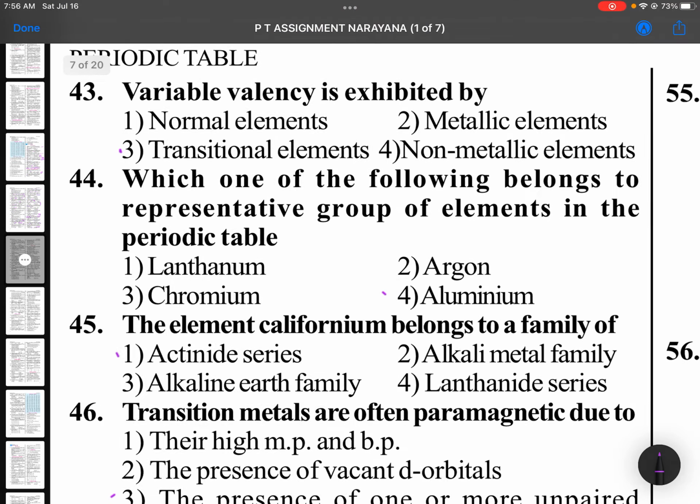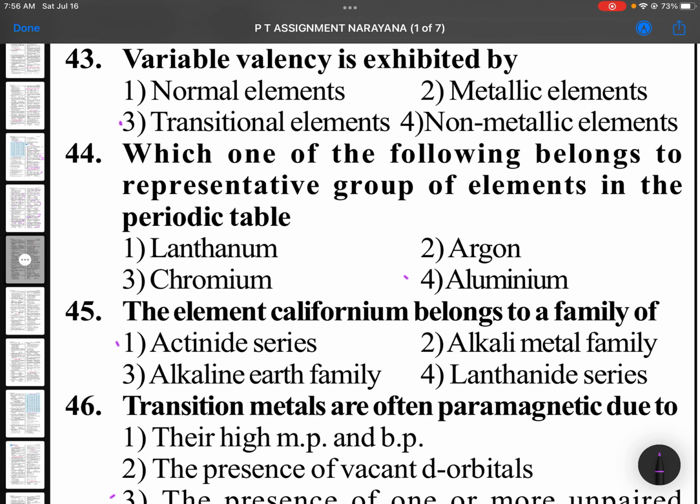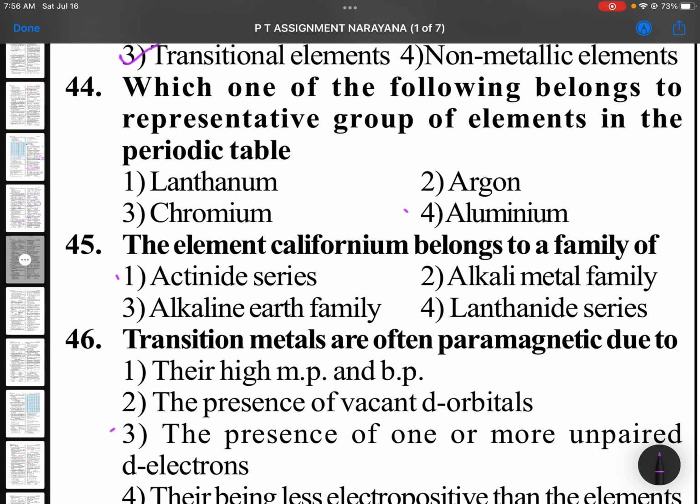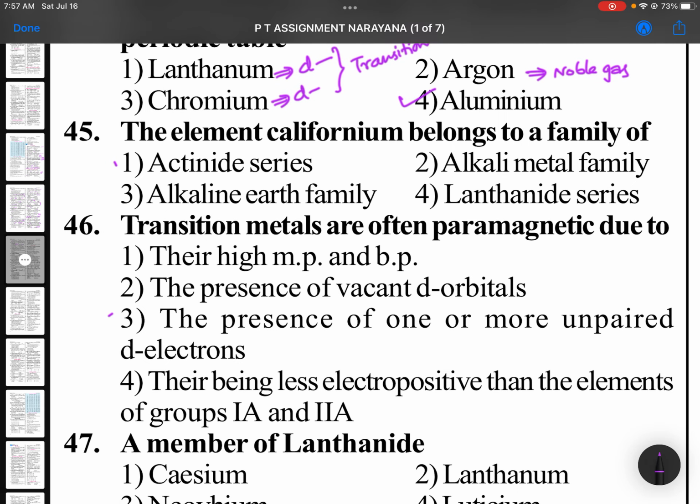Coming to the 43rd question. Variable valency is the property of transition metals and inner transition elements. Which one of the following belongs to a representative group of elements in the periodic table? Aluminium, because this is a noble gas. Lanthanum is a d block element. Chromium is again a d block element, means transition. The element californium belongs to the actinide series, 5f.